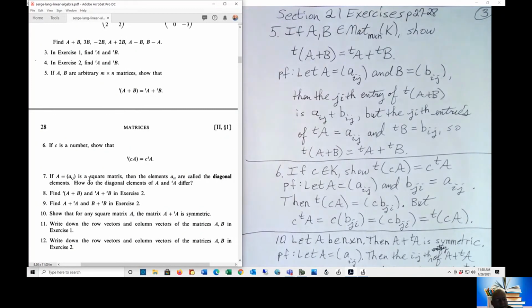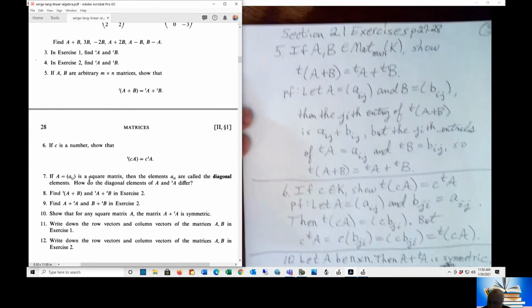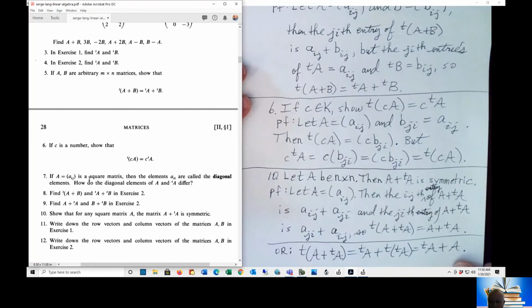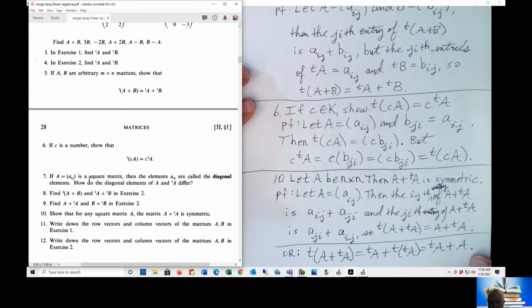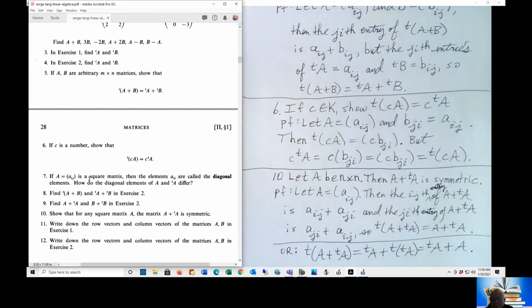And then finally, there's something else that's very important. Exercise number 10 says, show that for any square matrix A, the matrix A plus the transpose of A is symmetric. And we'll see that this is important later on as we get farther in the course. All right, it's very simple. Again, it's just using the definitions of transpose.